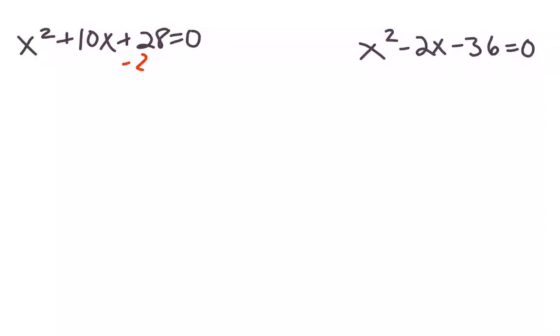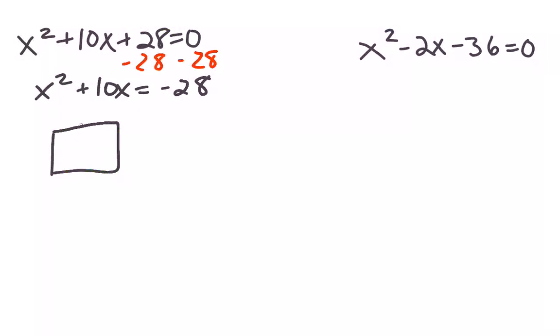So we're going to subtract 28 from both sides, because for completing the square I need it equal to c. So everything with an x is on the left, and everything that's just a constant is on the right. Now draw our box. First term, first box. And we're going to split 10x in half.